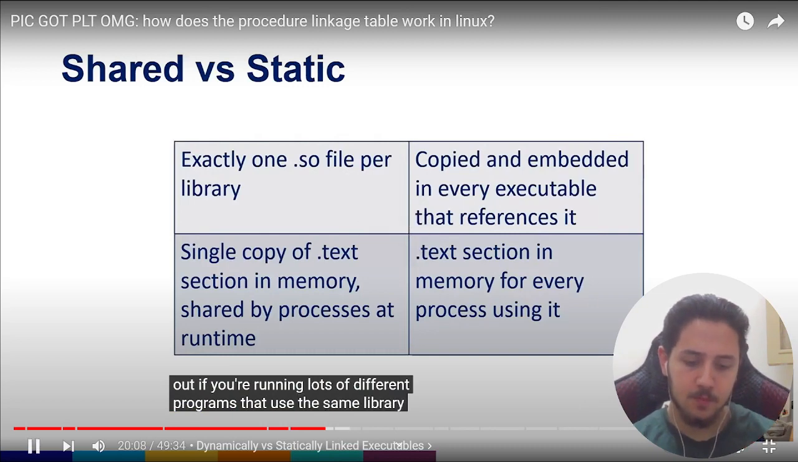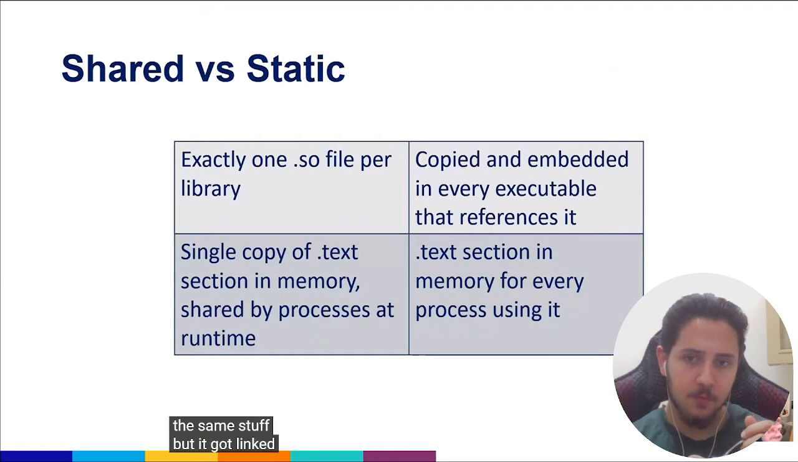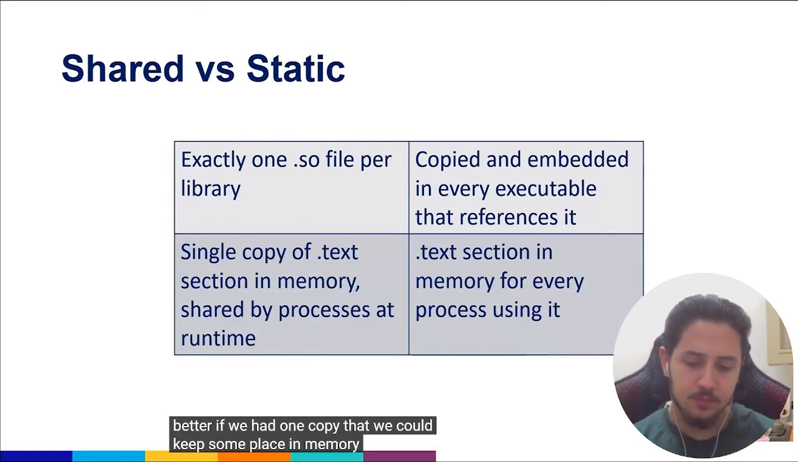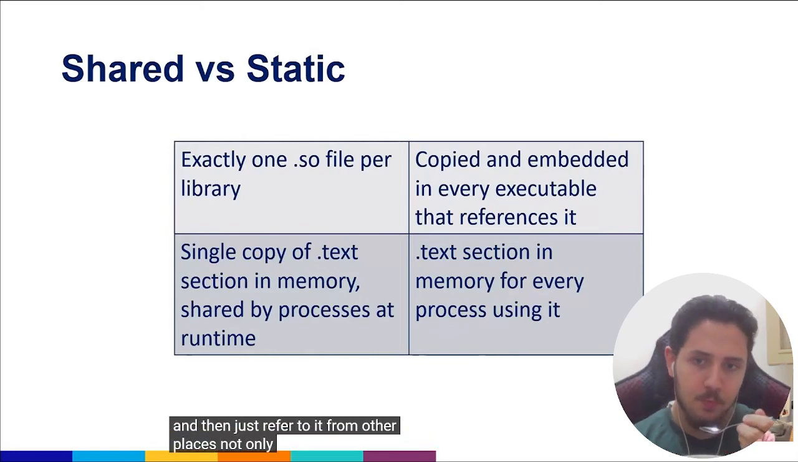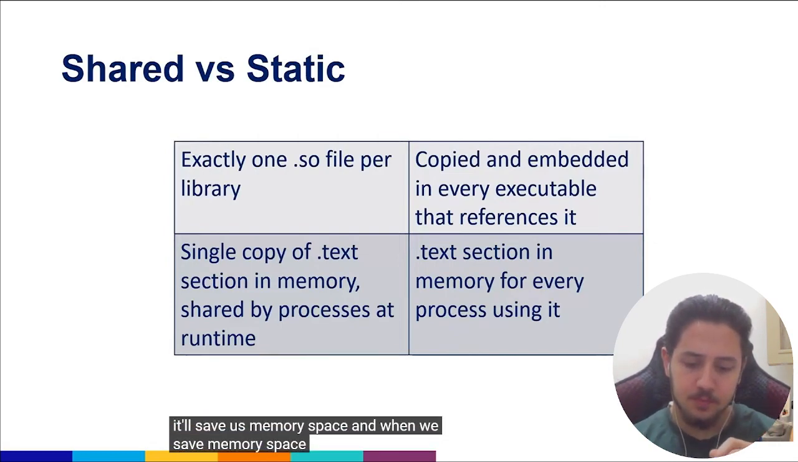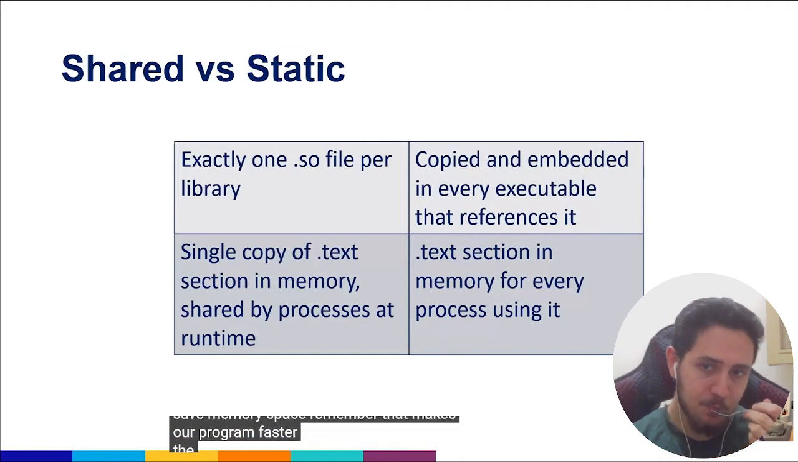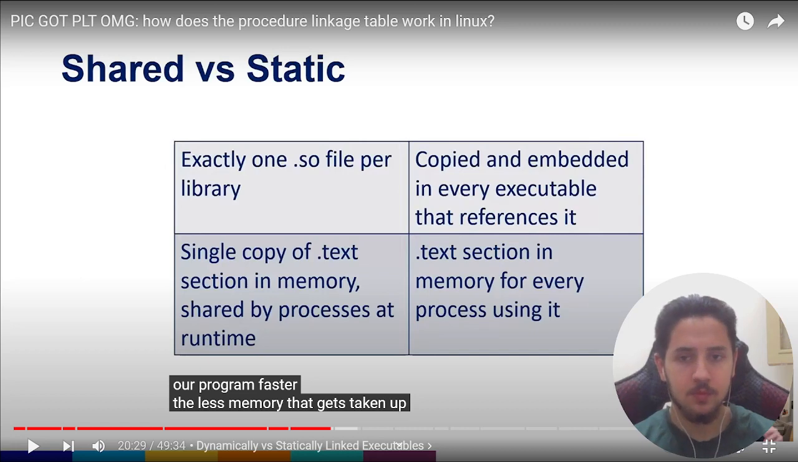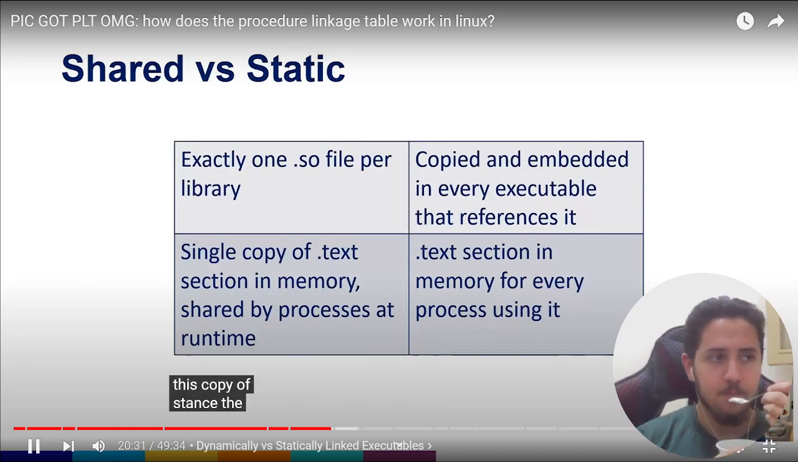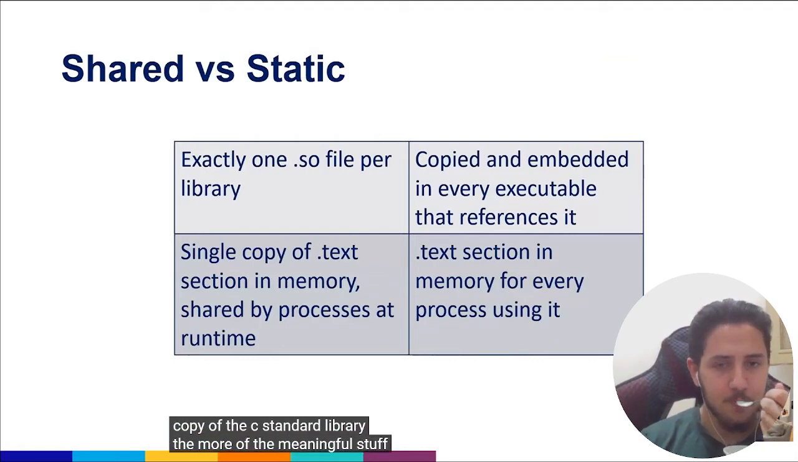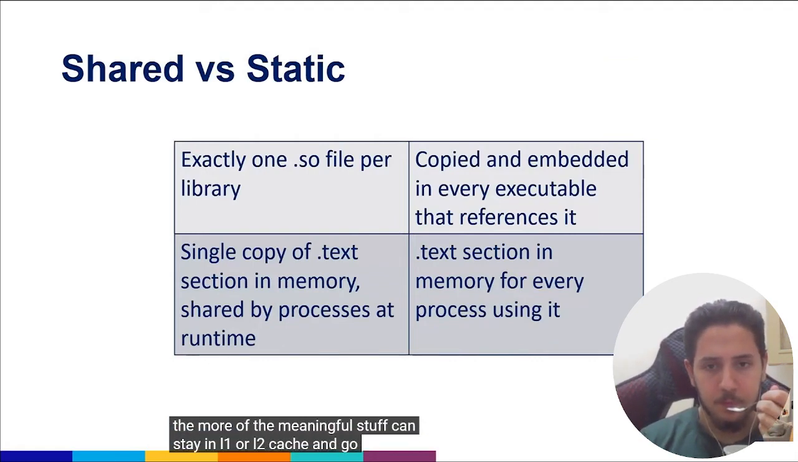the same library. It's the same stuff, but it got linked into different statically linked executables in different places. So it would be a lot better if we had one copy that we could keep someplace in memory and then just refer to it from other places. Not only will this save us disk space, it'll save us memory space. And when we save memory space, remember that makes our program faster. The less memory that gets taken up with this copy of the C standard library or that copy of the C standard library, the more of the meaningful stuff can stay in L1 or L2 cache and go super, super fast.